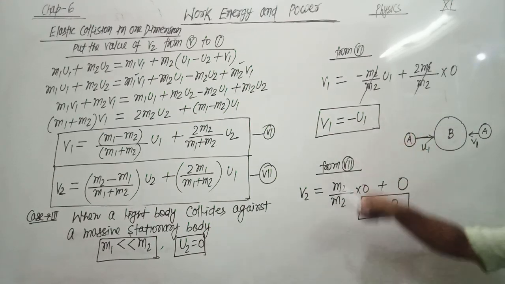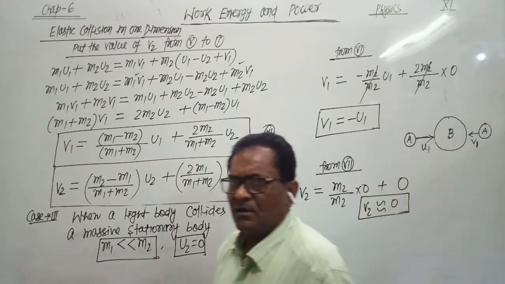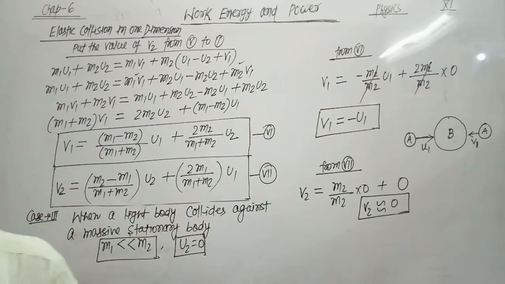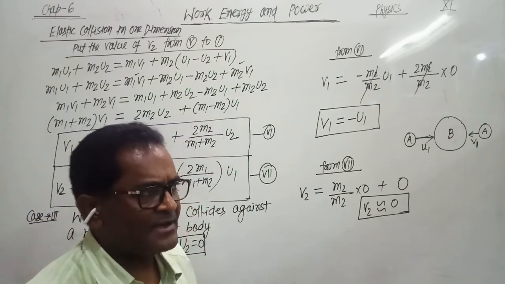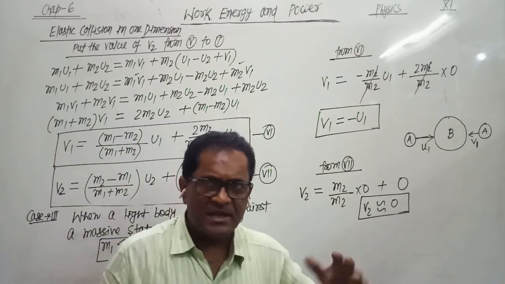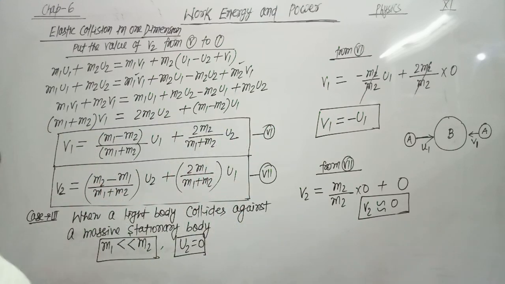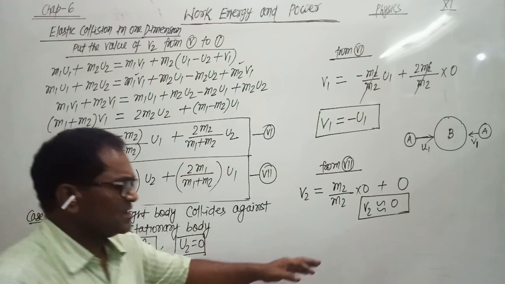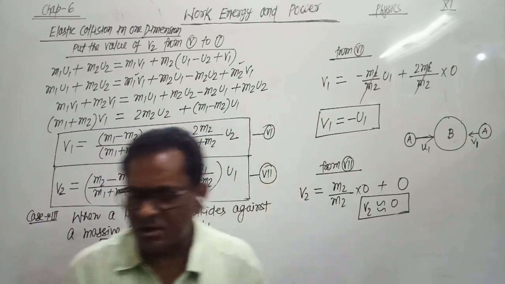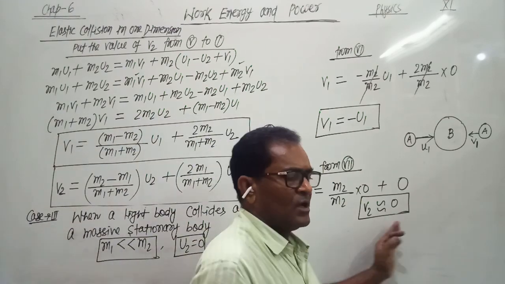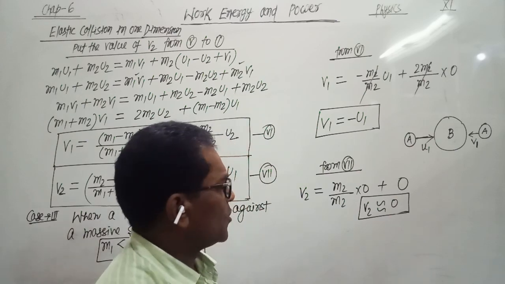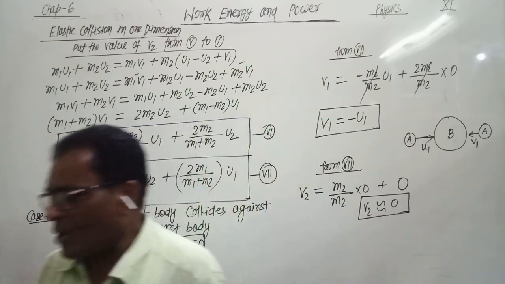V1 equals minus U1. Body A changes the direction of the motion and body B will remain at rest. V2 is approximately 0 after collision. It will not move because body B is massive. It has more mass. So after collision, the velocity of body B will be approximately 0.